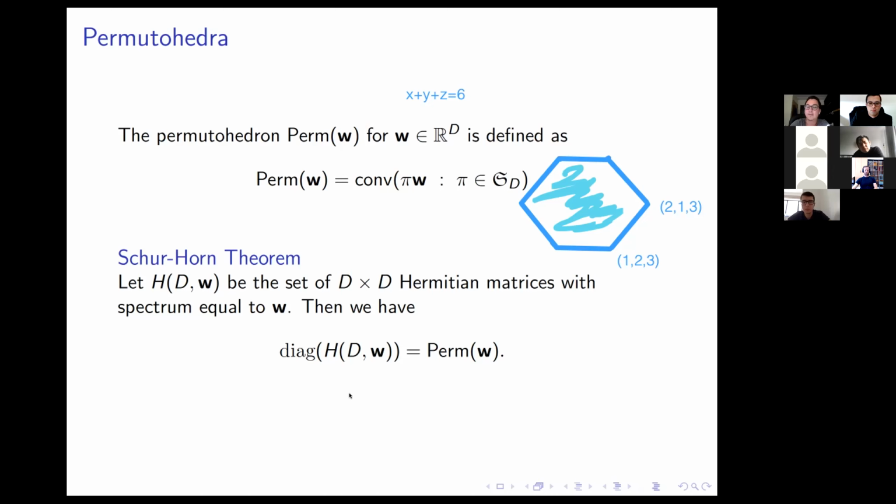And this is a theorem. It's not an easy theorem, by the way, but it's very classical. It was proven 100 years ago. And it's a nice relation between these operators and this convex geometry. Okay, so now let me go to the next. How do I delete everything?